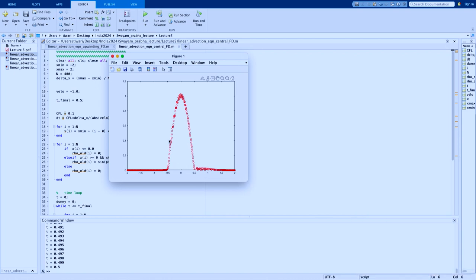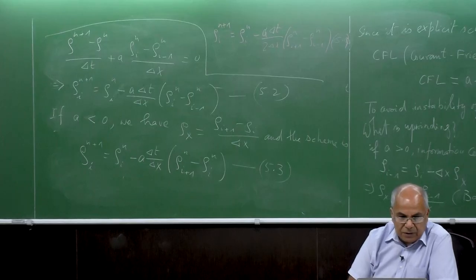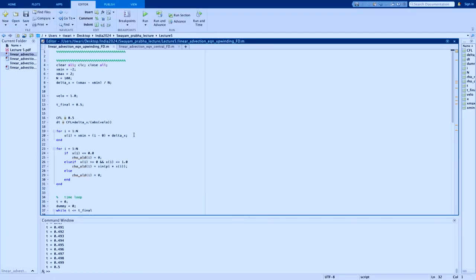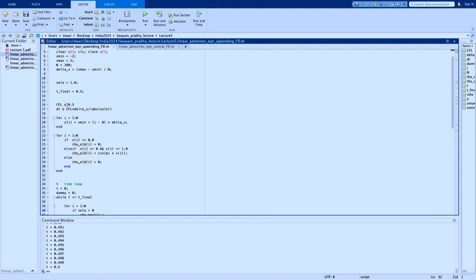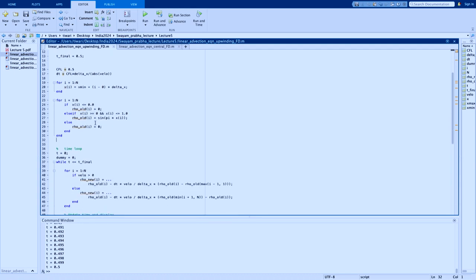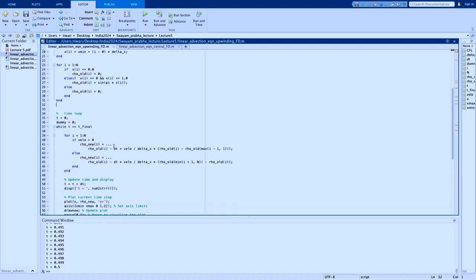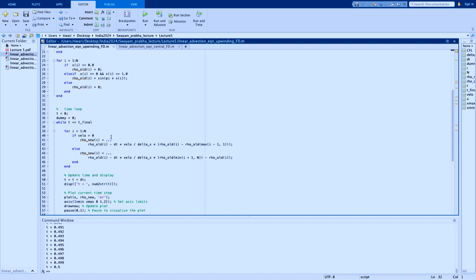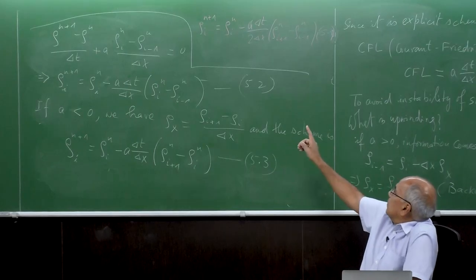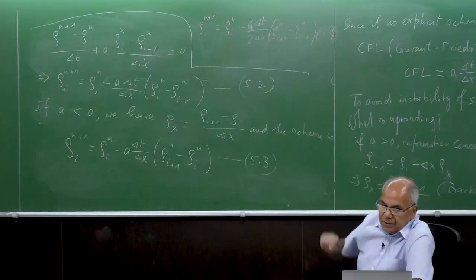Now we take a positive a, what will happen, or a negative a, what will happen. So here I go to the central discretization scheme with the upwinding. Again, same setup as before, nothing changed. The CFL number I have taken is 0.5. Everything is the same, the initial value is initialized the same. The only difference is that when we do the discretization, we get either 5.2 or 5.3.